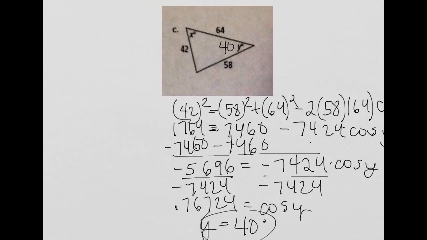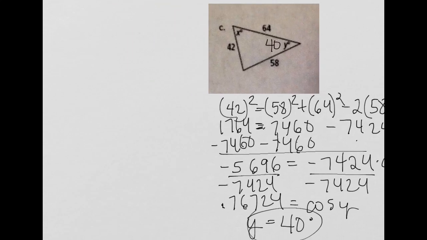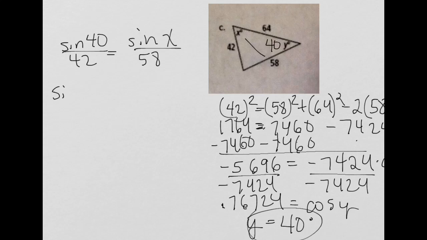Now I could go ahead and use the law of sines to get angle x, because now I have a side with the angle. So now I could do sine of 40 over 42, which equals, now what's opposite of the x, angle 58, so sine of x over 58. Cross multiply again. 58 times the sine of 40 divided by 42.